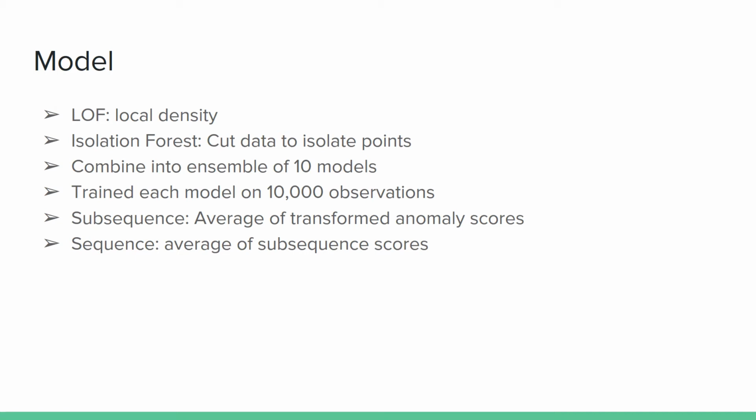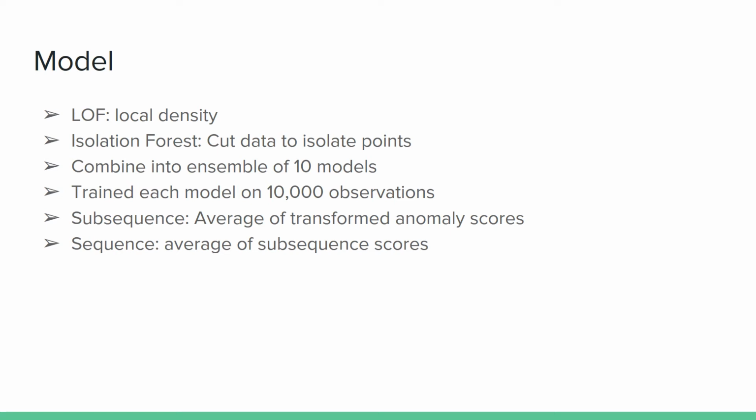a total of 10 models. We trained each model on 10,000 observations, and again, that was based on experimentation. We found less lowered our accuracy, more didn't increase it, but did substantially increase computational time. And then, obviously, because the local outlier factor and isolation forest don't compute anomaly scores in the same range, the isolation forest is bound between negative 0.5 and 0.5. Local outlier factor is not.